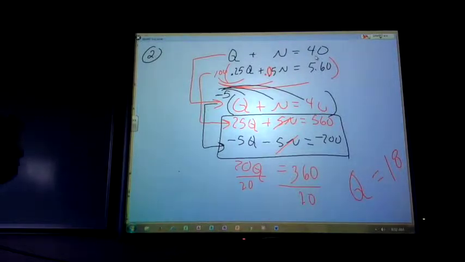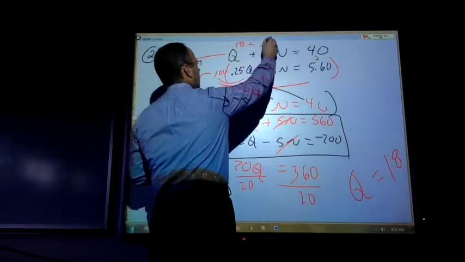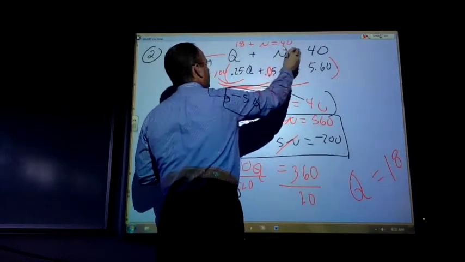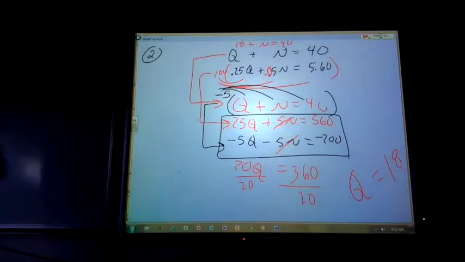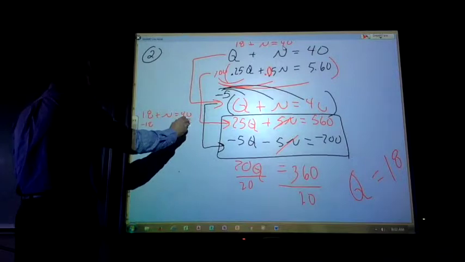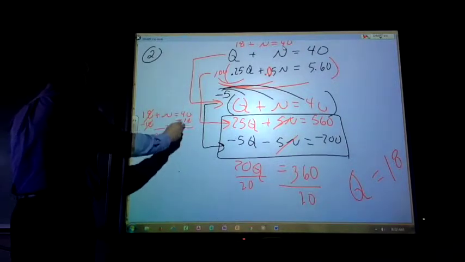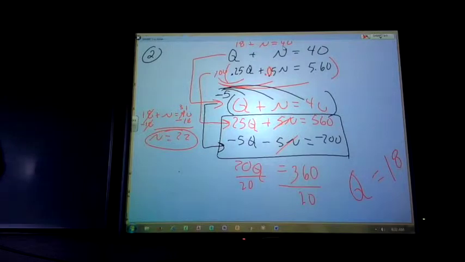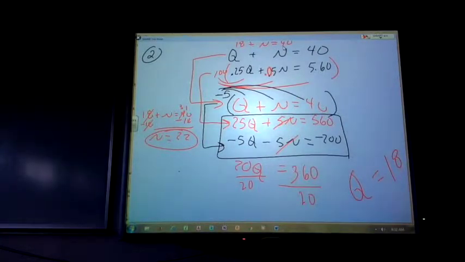18 of them, still with you, Karen? 18 of those 40 coins happen to be what? Quarters. So 18 quarters plus a certain amount of nickels will give me 40. What number is it? How many nickels? Borrow 10, 3 minus 1. I have 22 nickels, 18 quarters to give me a total of 40 coins. And if I have 18 quarters and 22 nickels, that gives me $5.60.